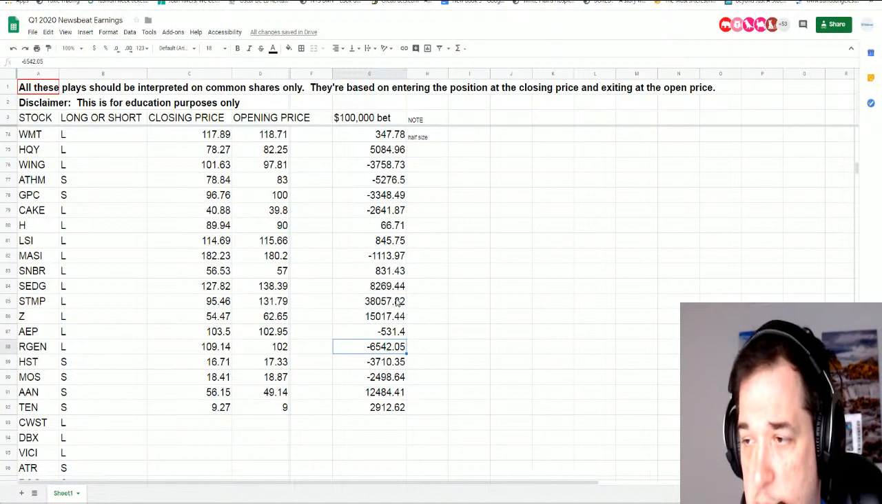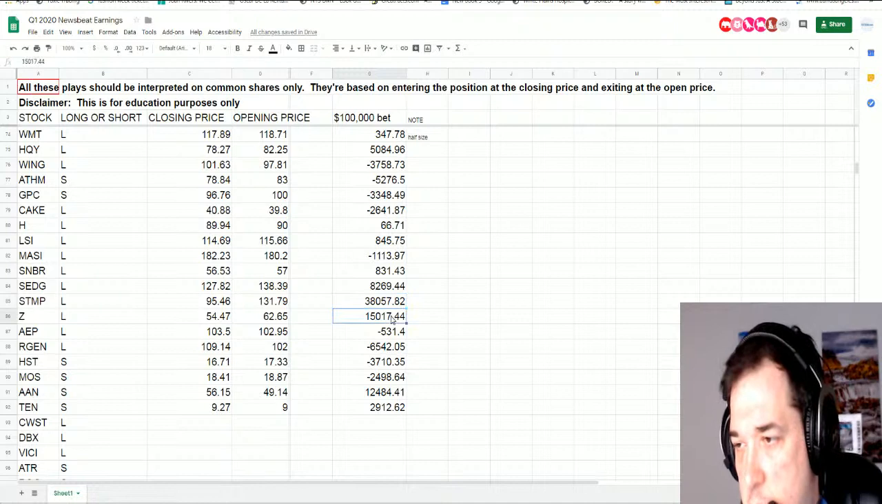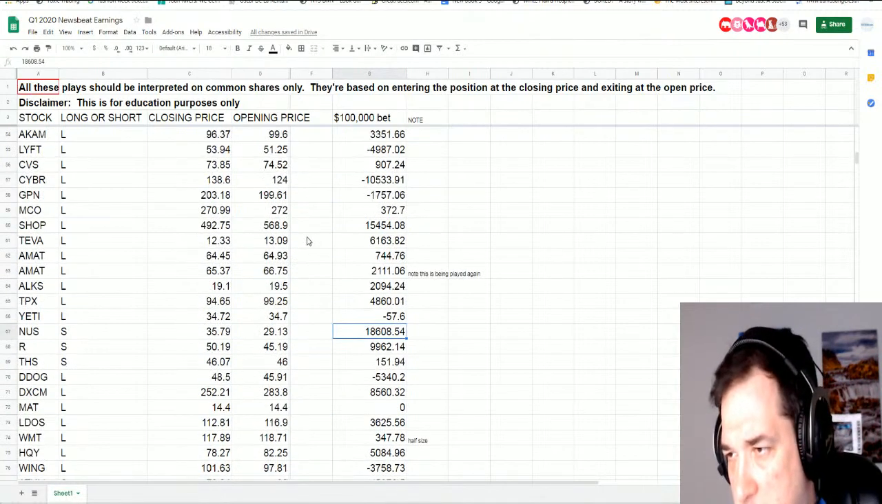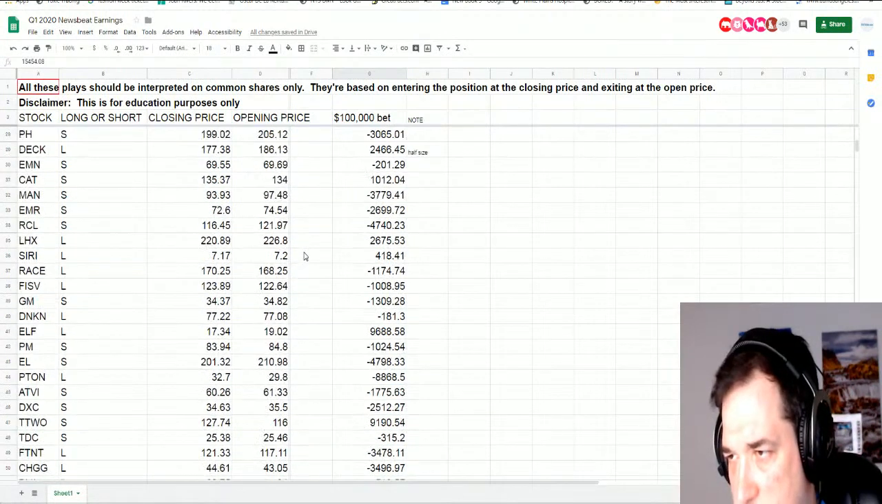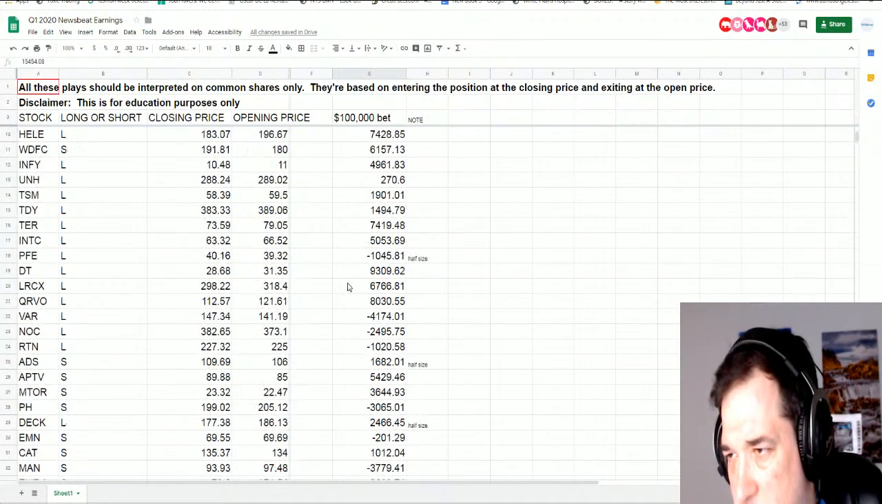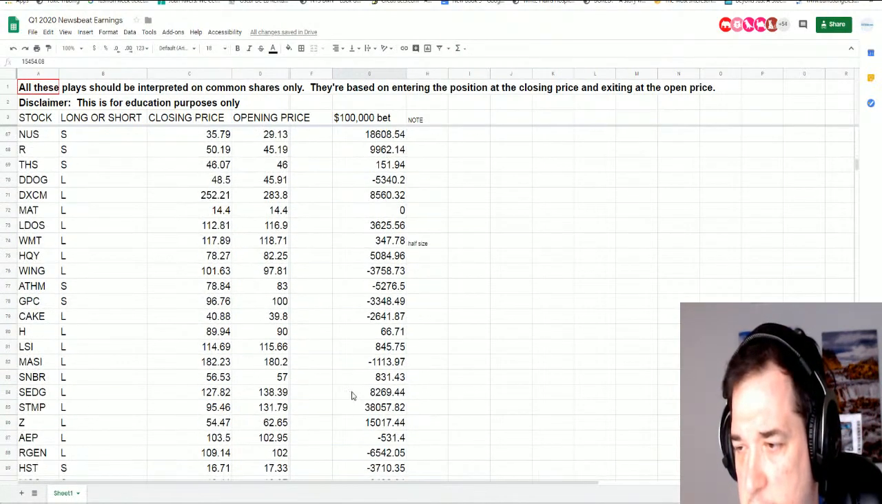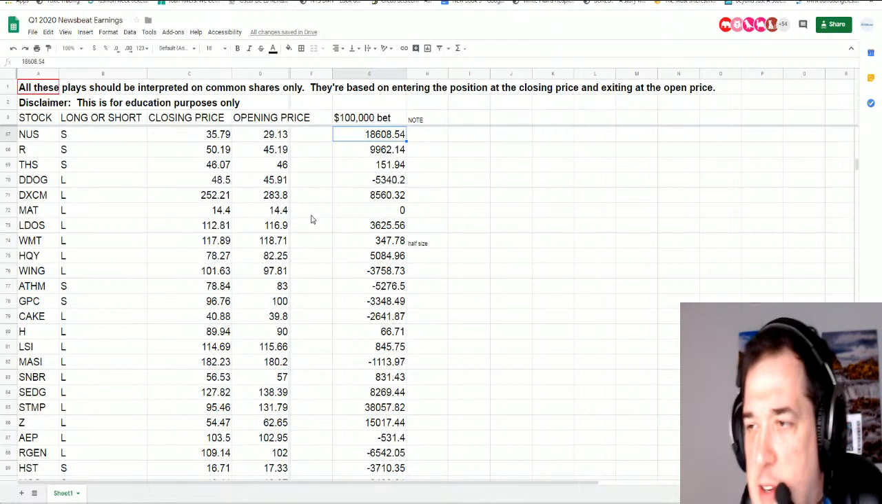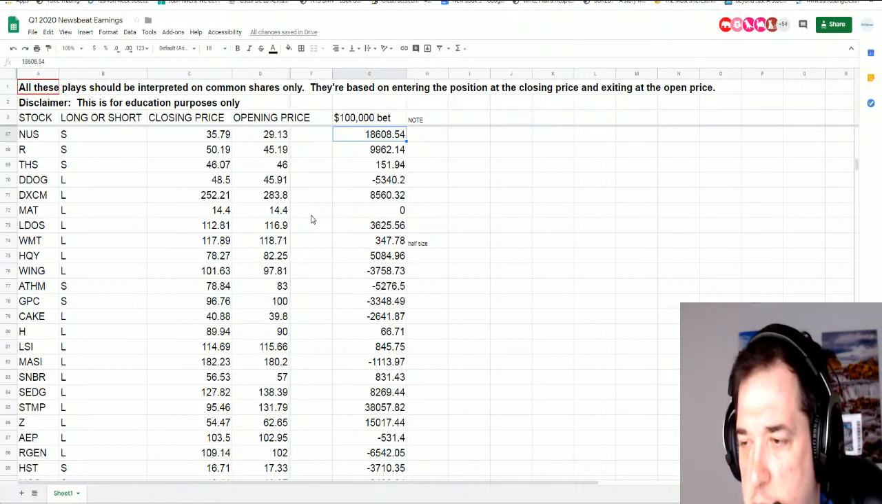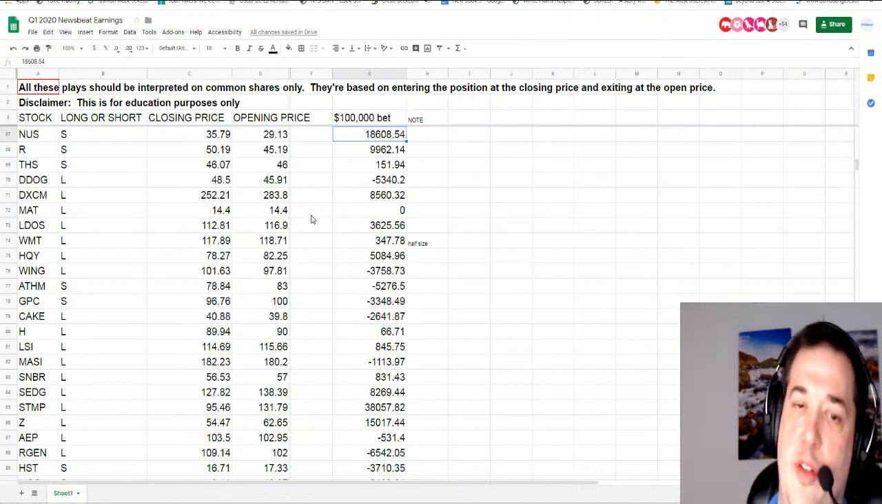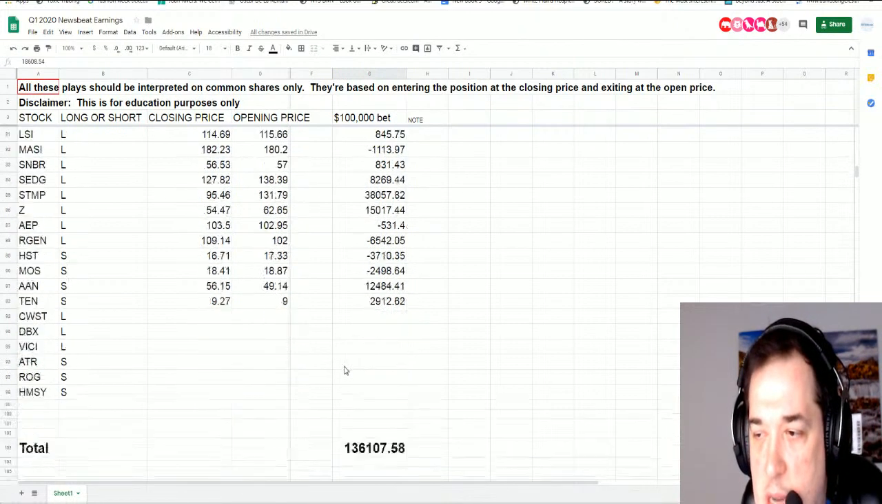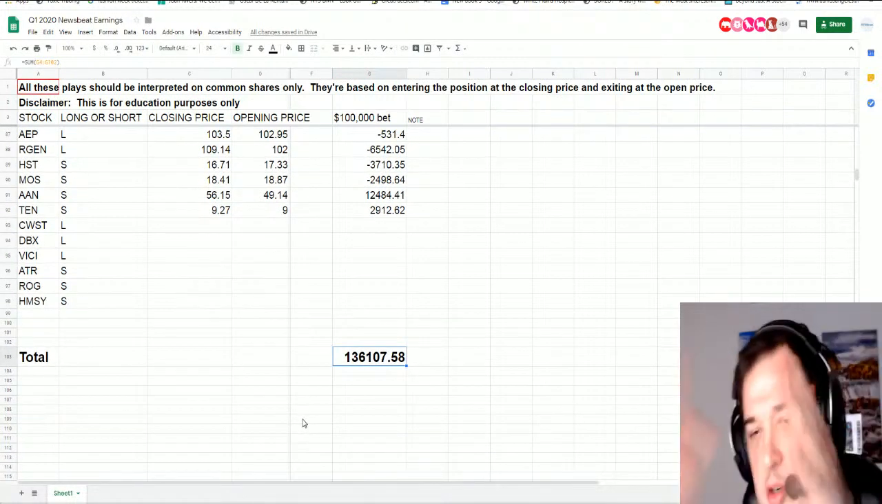Three largest winners, 38,000. We got a 15,000. We got an 18,000. We got another 15,000. We got a bunch of 9,000s. Let's just call it 38,000, 15,000 and another 18,000. So your three largest winners in this case would have been around $71,500 compared to 30,000 on the losers, and then obviously you'd be up a lot more overall on all the other trades in between.